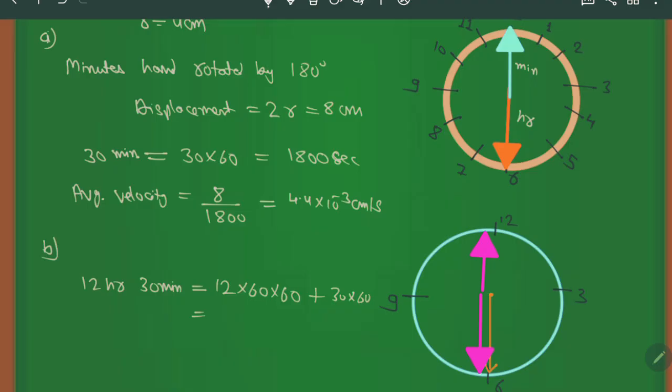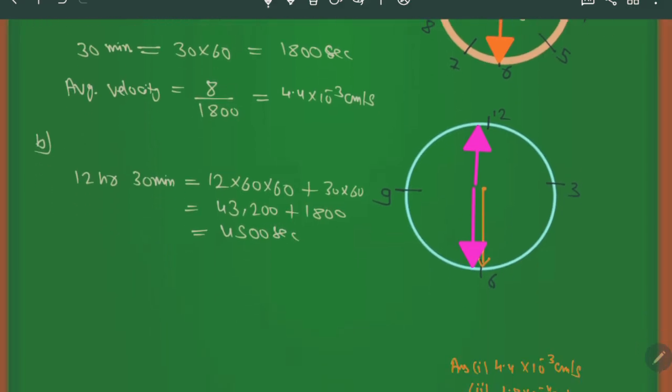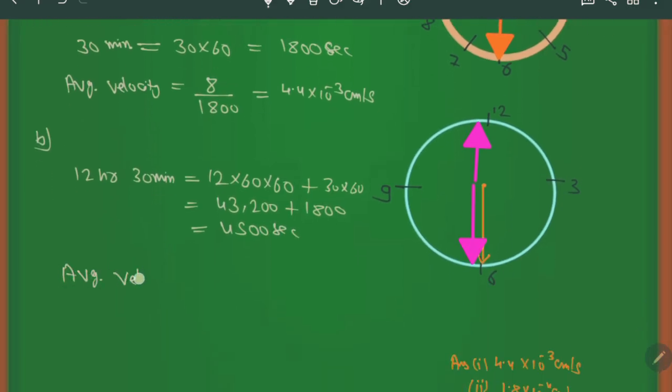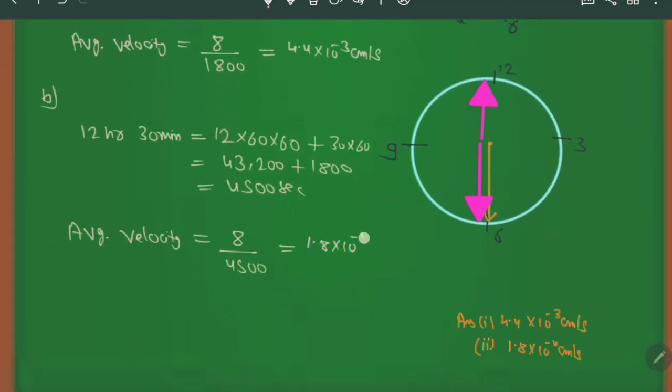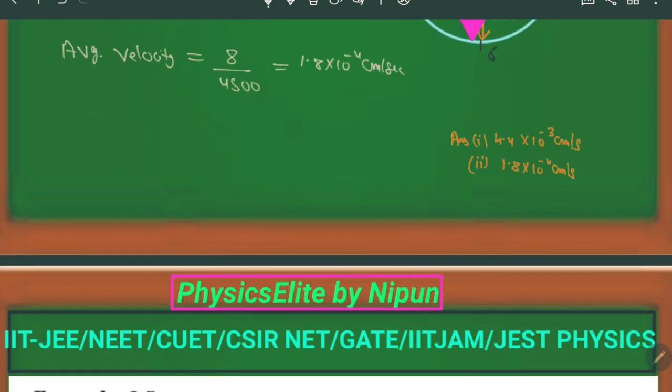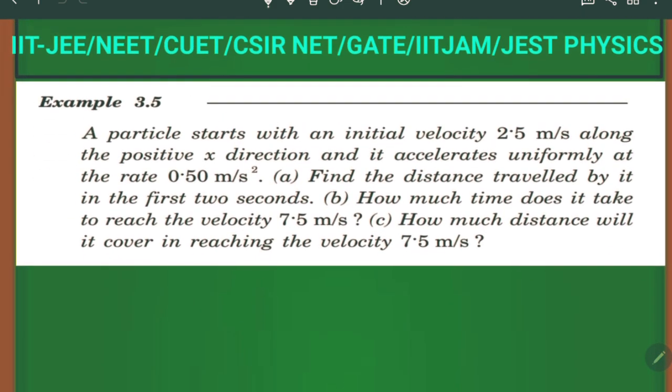So that comes out to be 12 into 60 into 60, 43,200, plus 30 into 60, that comes out to be 1800. So this comes out to be 4500 seconds. So now we have to find the average velocity. Average velocity is basically displacement, 8 centimeter, upon time, 4500 seconds. So this comes out to be 1.8 into 10 to the power minus 4 centimeter per second, right? You understand now? So shall I proceed to the next question?